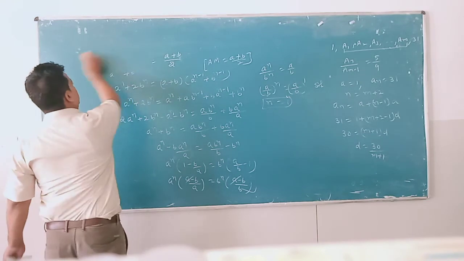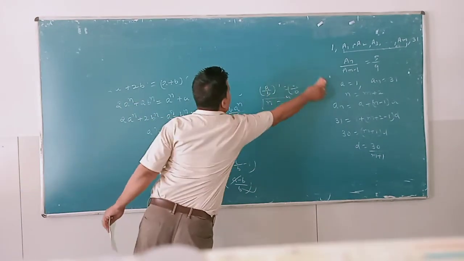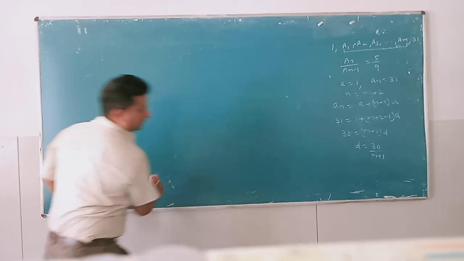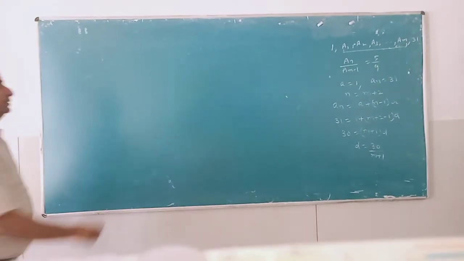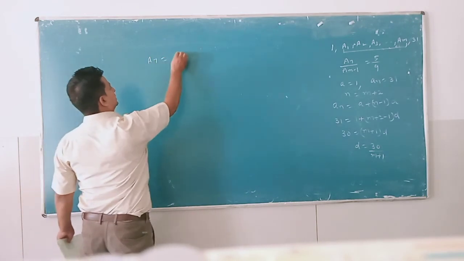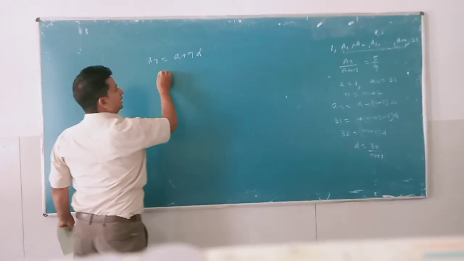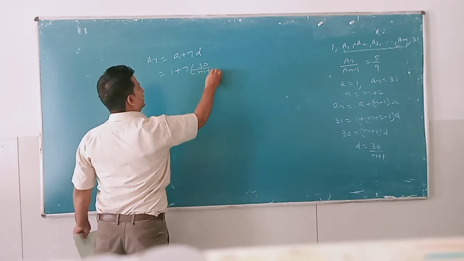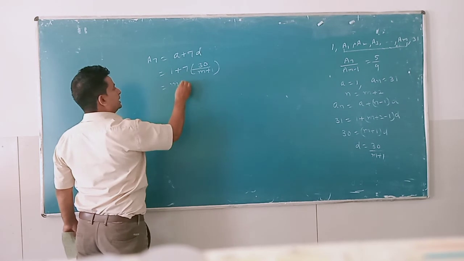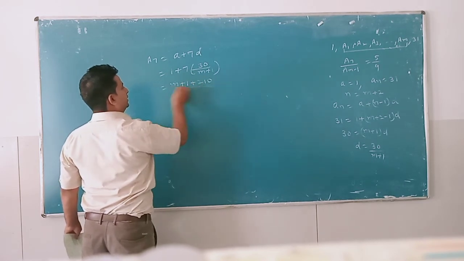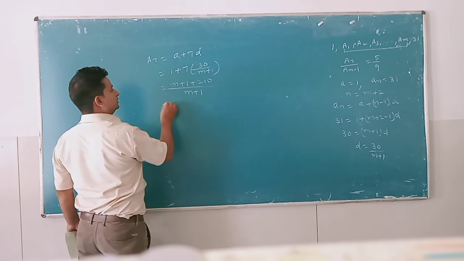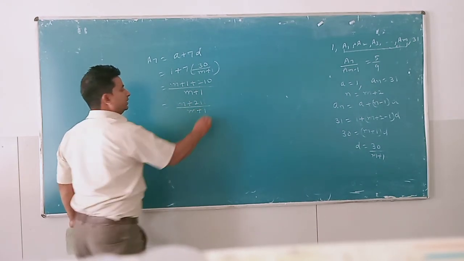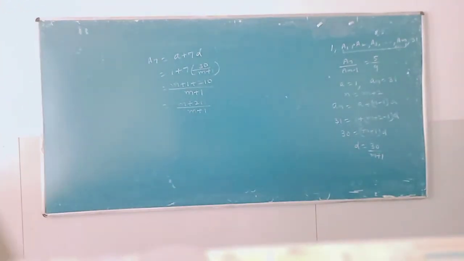In this, first we find a7. So a7 is a plus 7d. A is 1, d is 30 upon m plus 1. When we take the LCM, this is m plus 1, and this is 210 upon m plus 1. So this is (m plus 211) by (m plus 1). This is the 7th term.